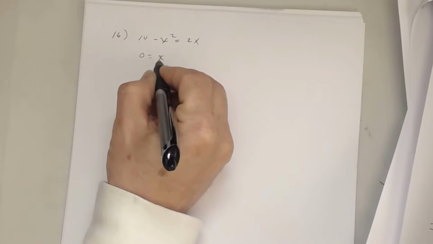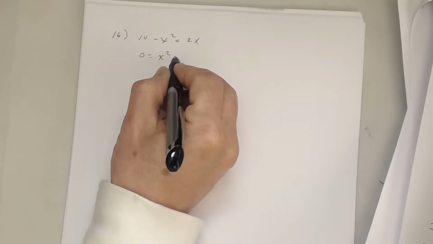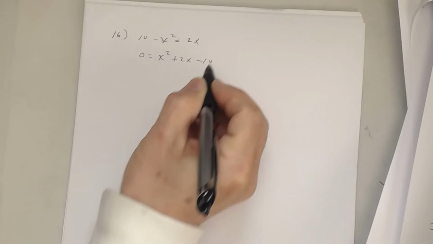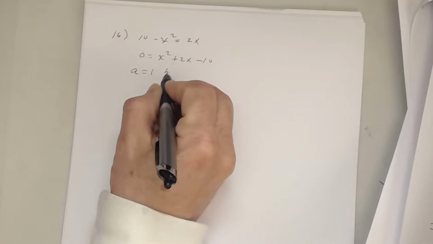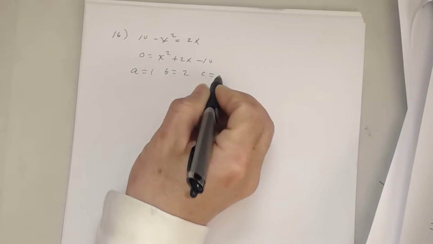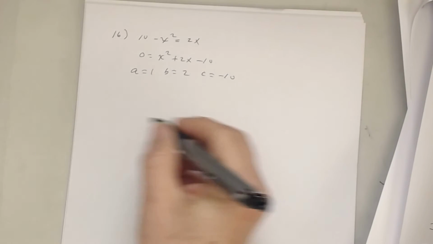x squared plus 2x minus 10 equals 0. So the only two terms you brought to the other side were the 10 and negative x squared. So it became negative 10 and positive x squared. All right, what's A in this case? A, B, and C. What's A? 1. What's B? 2. And what's C? Negative 10. Okay.